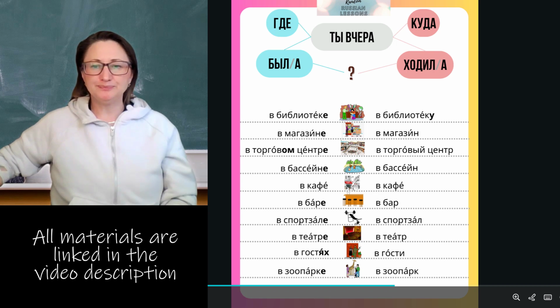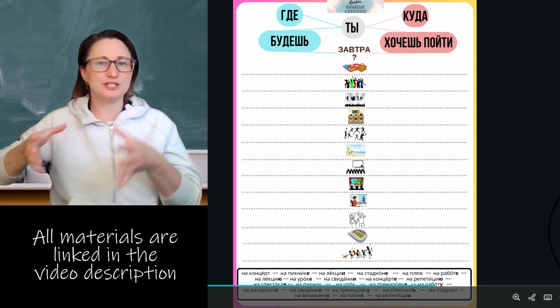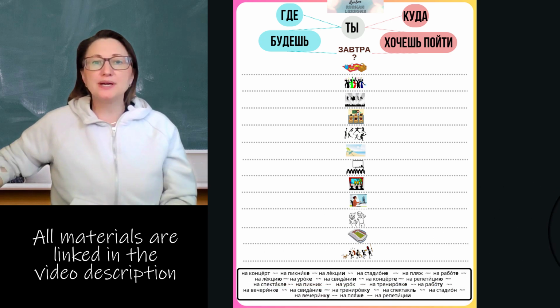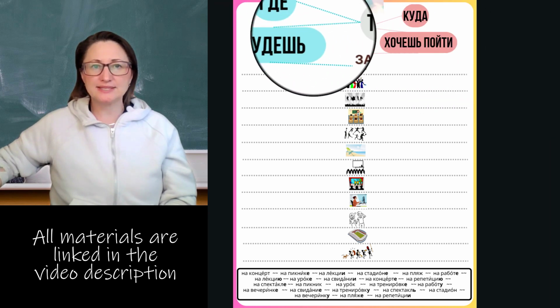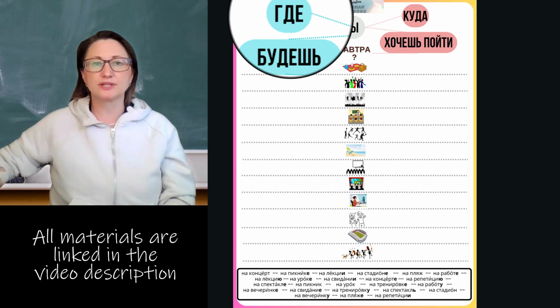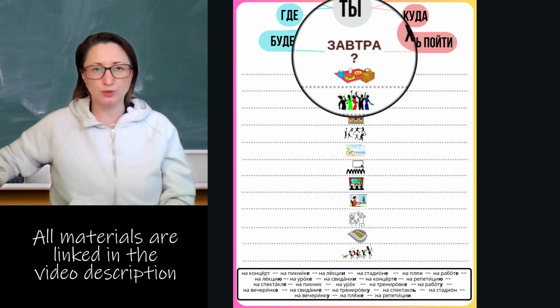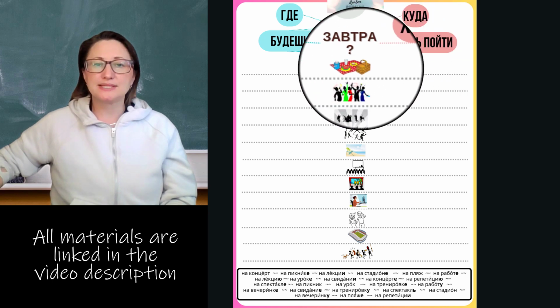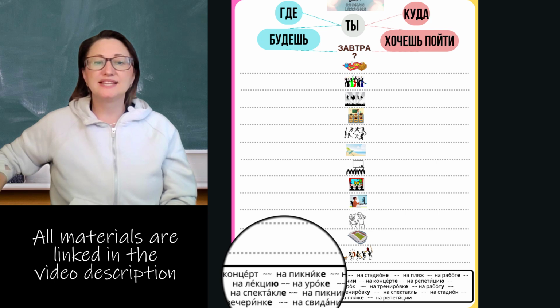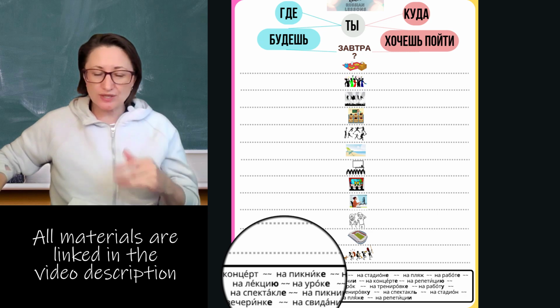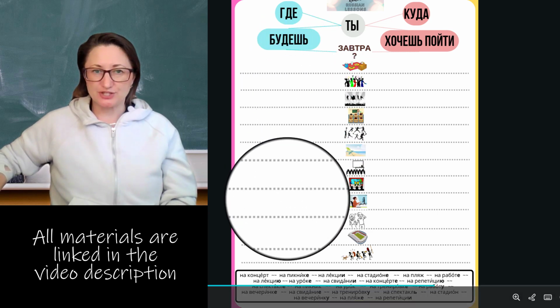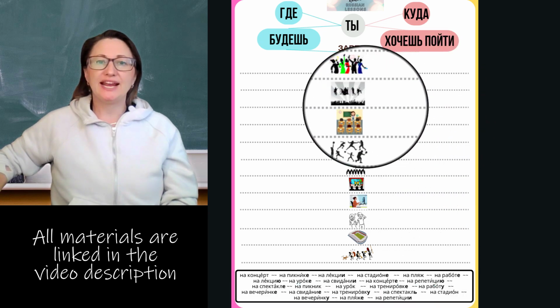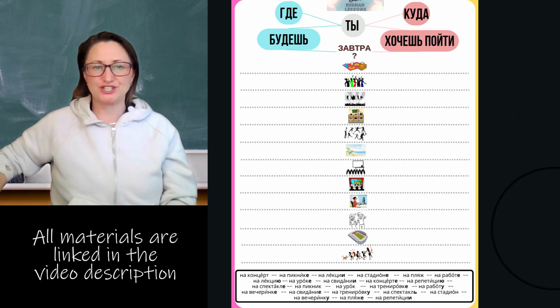Okay, so we're stopping here. And for the next time, we are going to be working with a very similar format, but we will be practicing future tense. So right now we practiced where were you, and we're going to be practicing where will you be tomorrow, and where you want to go tomorrow. And we will be practicing locations that require the preposition на. Okay, so remember all of these forms are already in the correct case. So prepositional here and accusative here, and you just need to find the matching pictures.